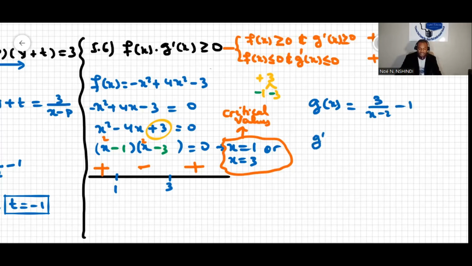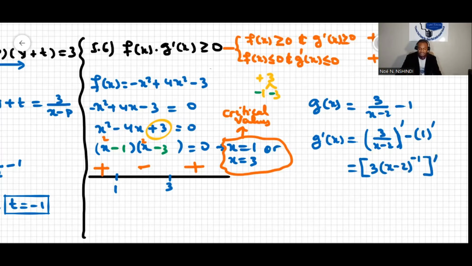So g prime of x will be the derivative of 3 over x minus 2, and then the derivative of 1 there. This is just like writing 3 times x minus 2 to the power of -1, derivative, and then the derivative of the constant is just 0.